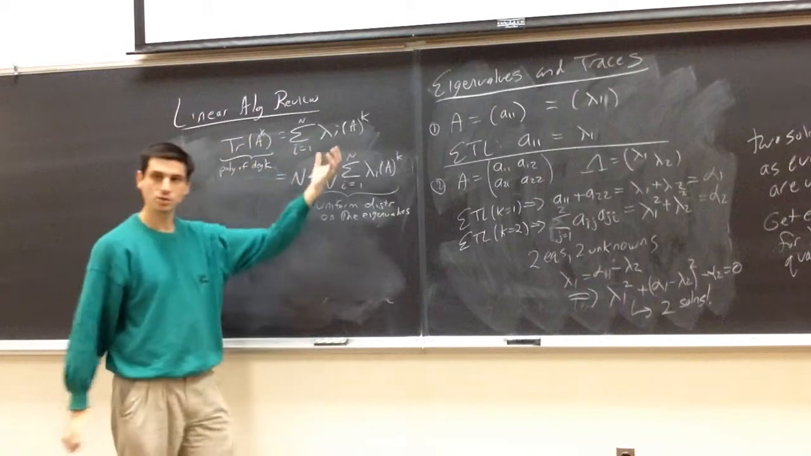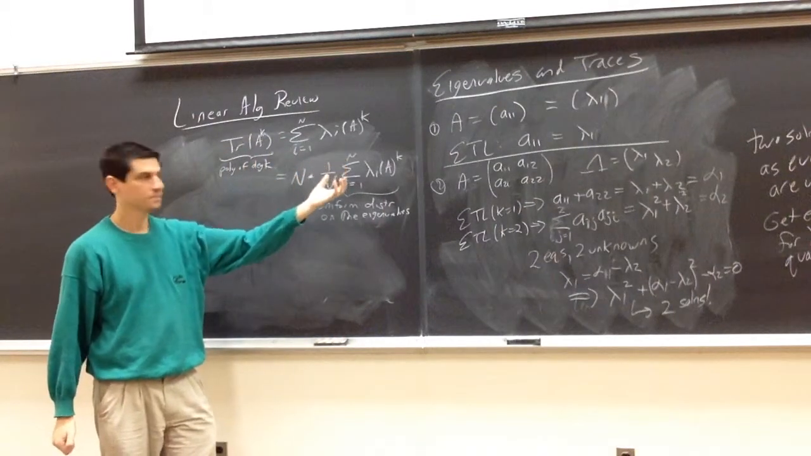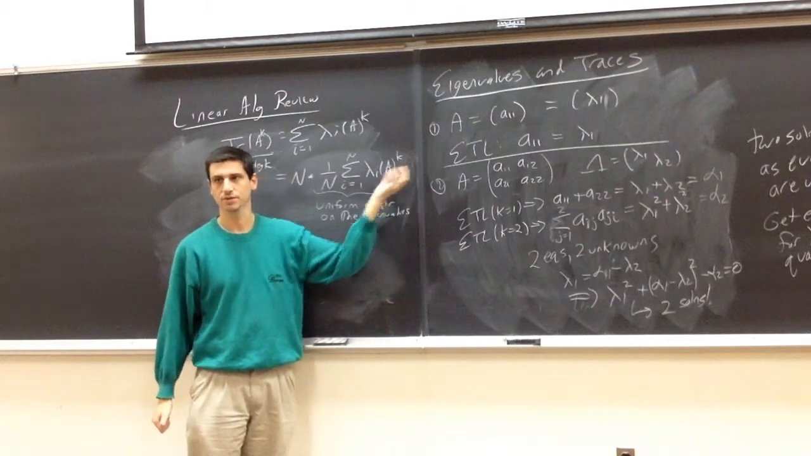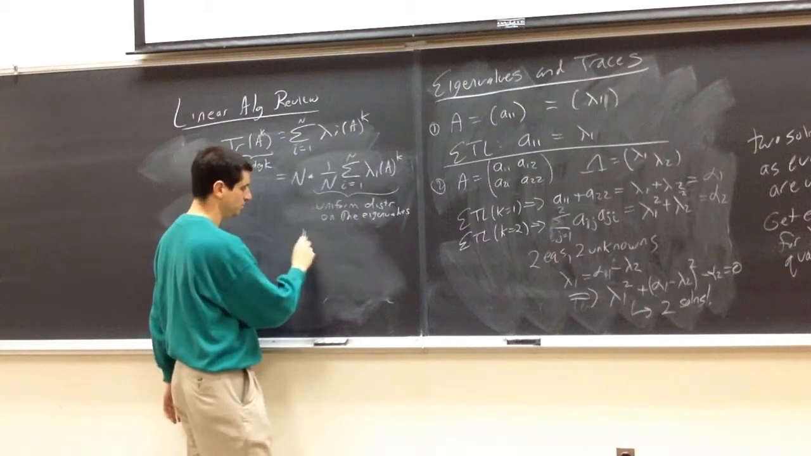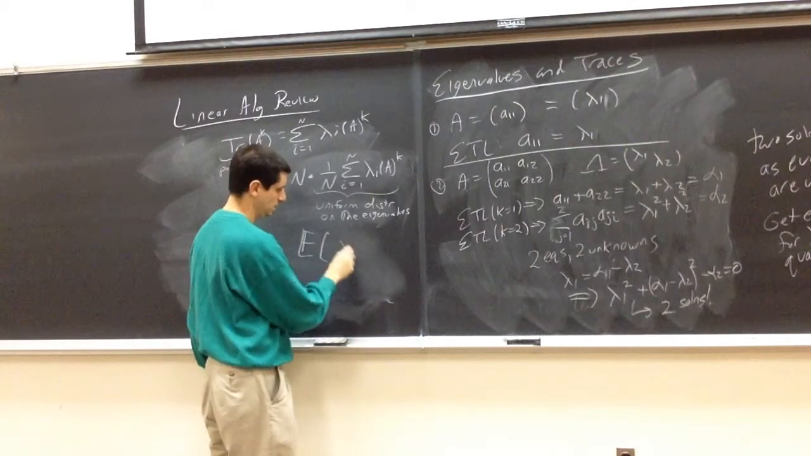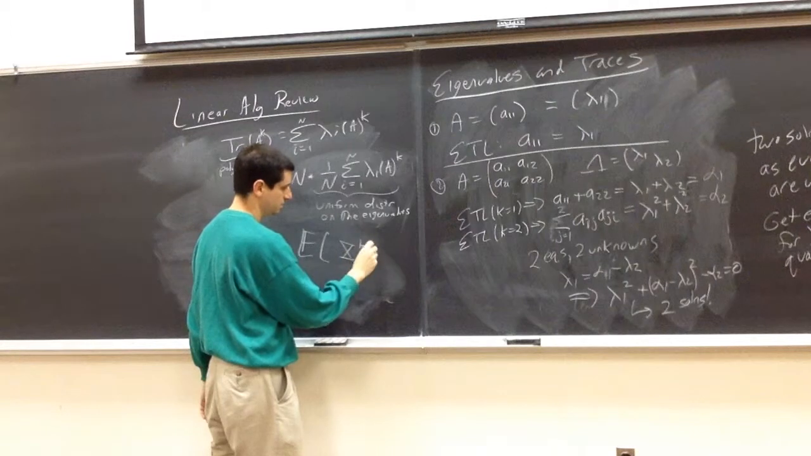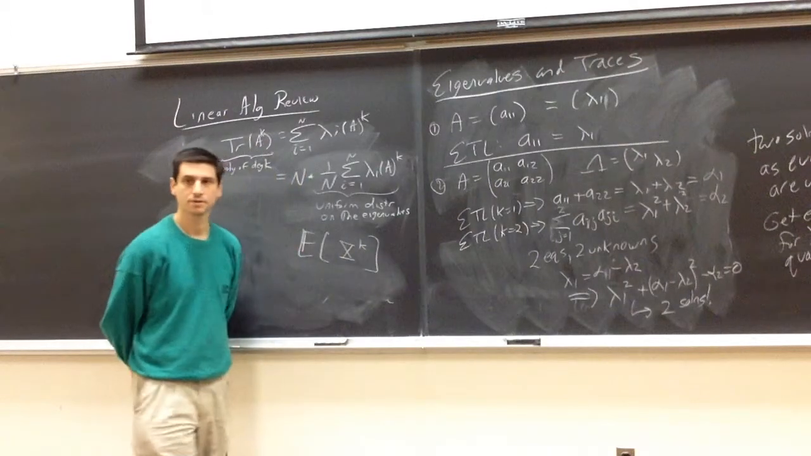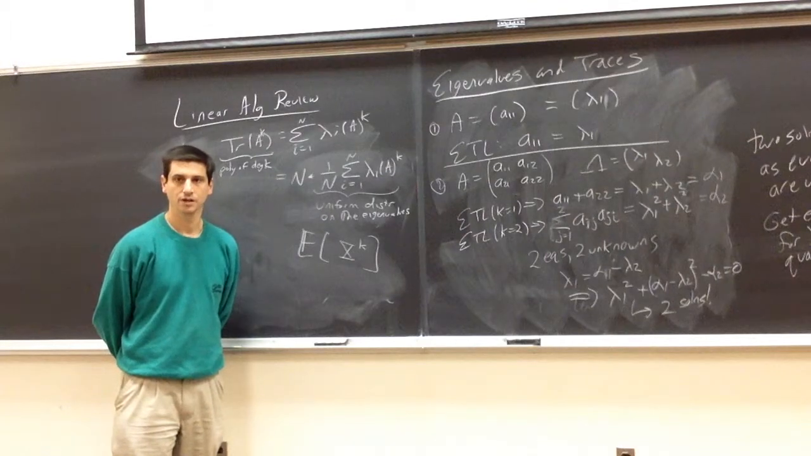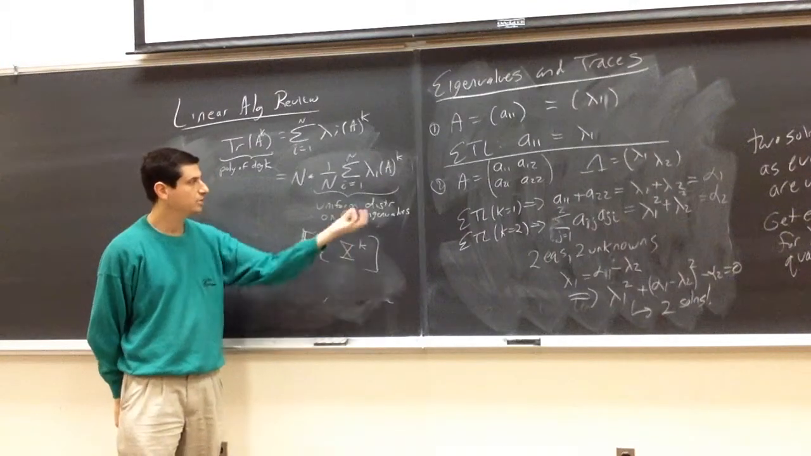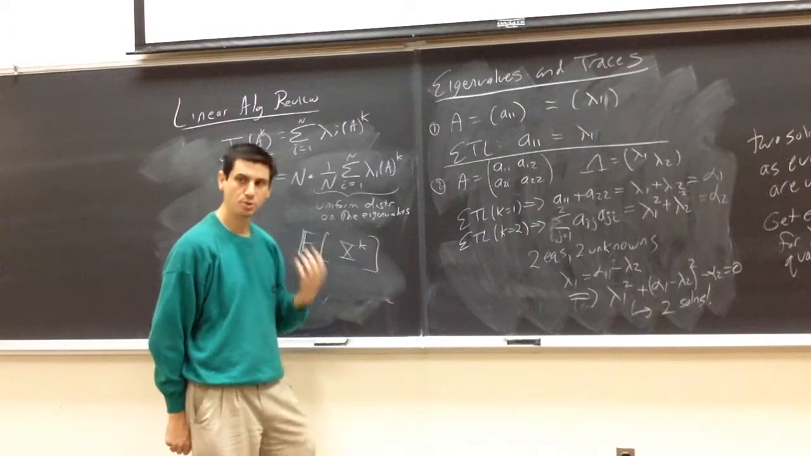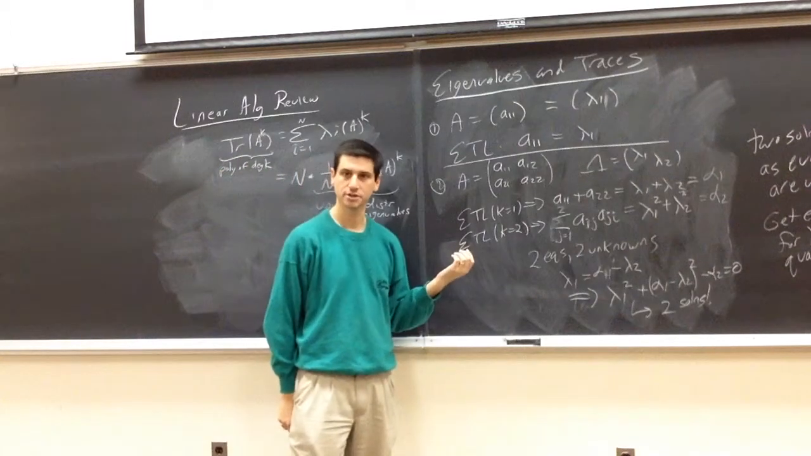And if you think about what this quantity is, I'm taking the kth power. This is just the expected value of, let's call it, x to the k. And so we're really calculating moments here, calculating moments where we have something supported on the eigenvalues.